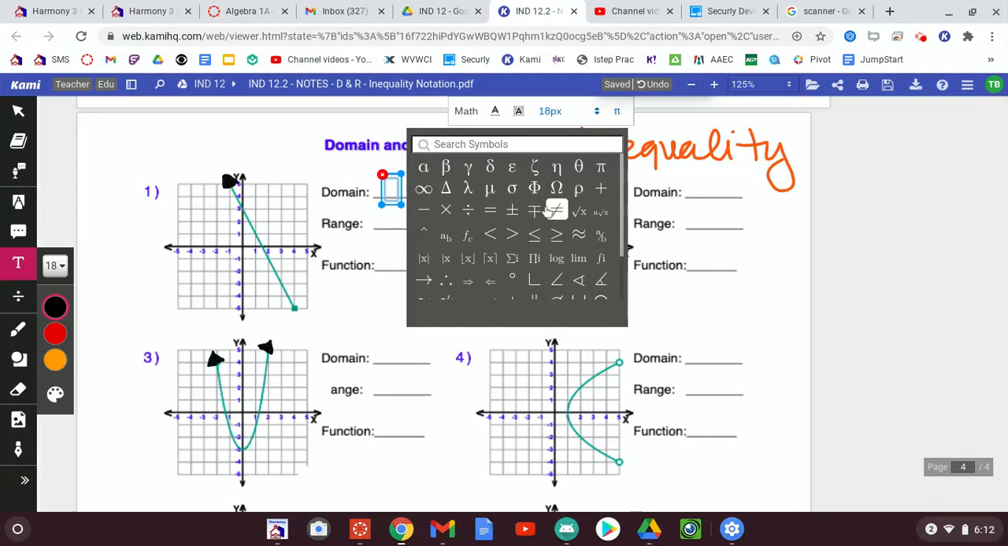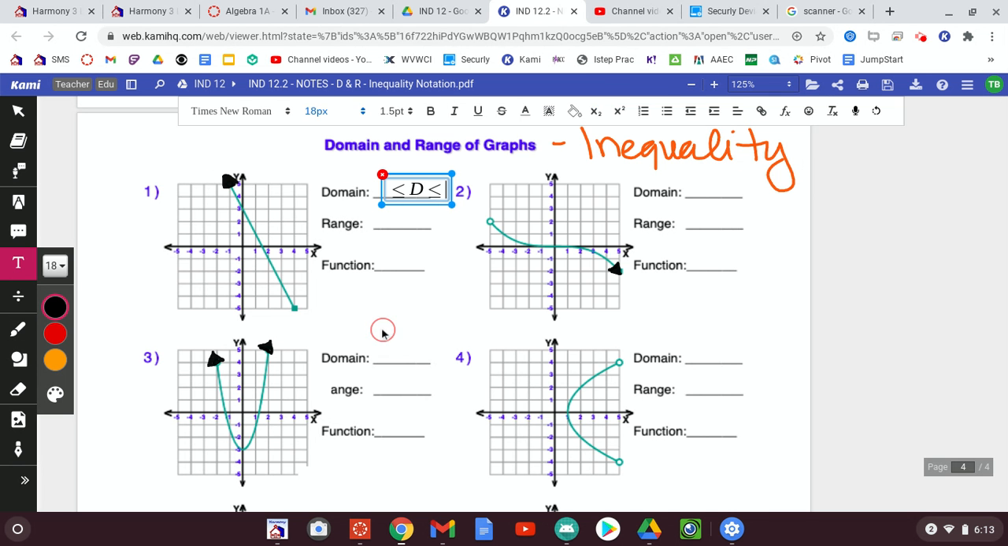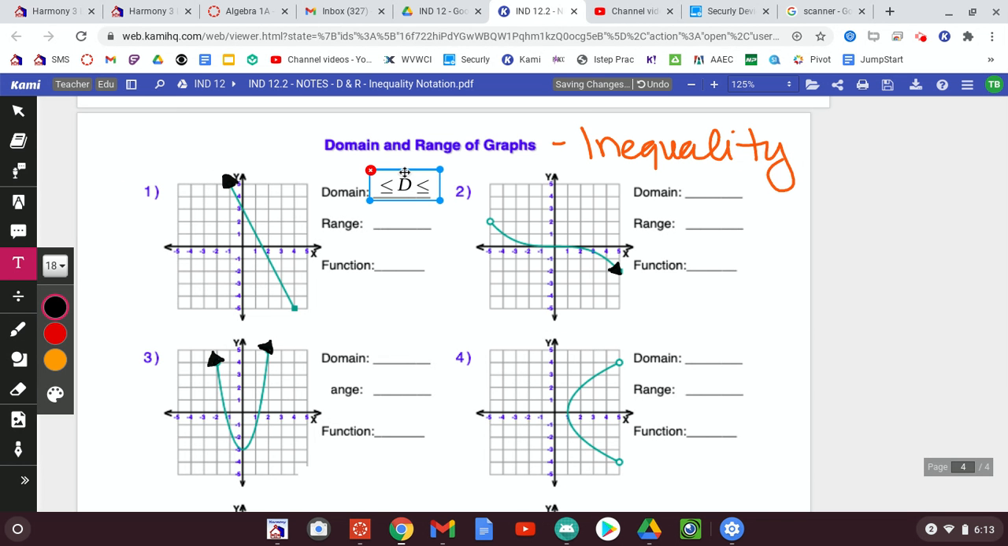And I've already got it on your homework, so you do not have to put it there, okay? All right, it is going to look like this. It's an inequality with a D in the middle, which means domain. And basically what you're going to put is, remember, domain is the sidewalls. So you're going to put the sidewalls.